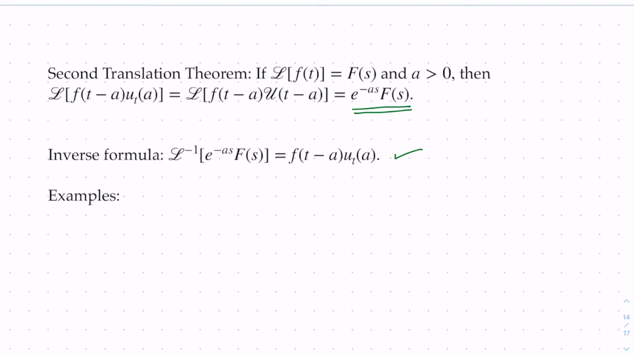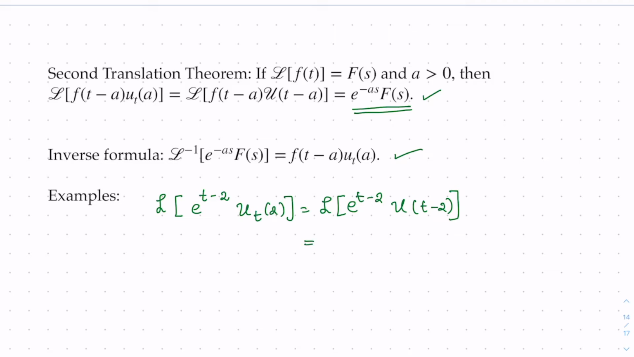All right, so let's take a look. What would be the Laplace of e to the t minus 2 u t of 2, or if you want to say Laplace of e to the t minus 2 u of t minus 2? What would that be? That would be, as per the first formula right here, Laplace of this, right?